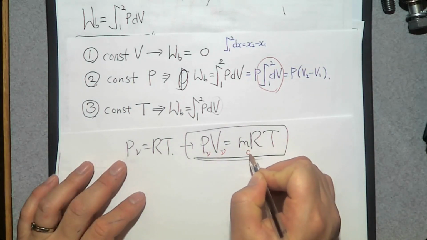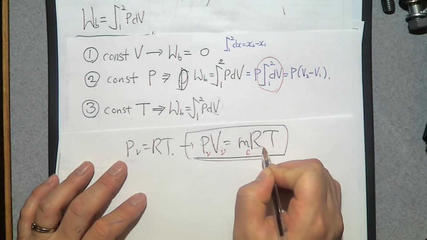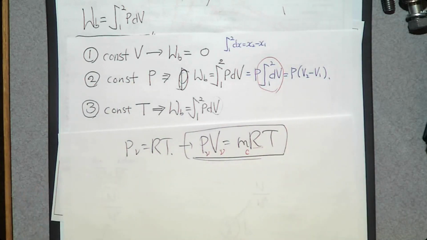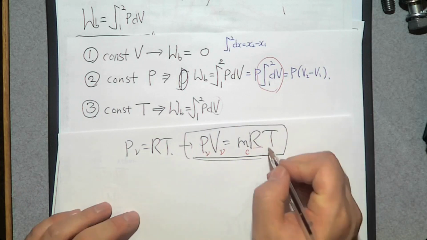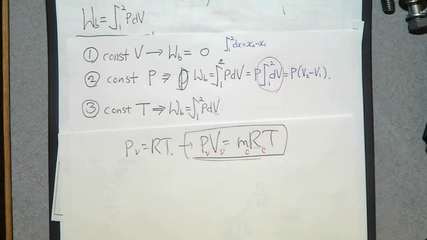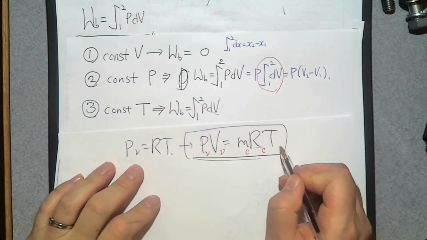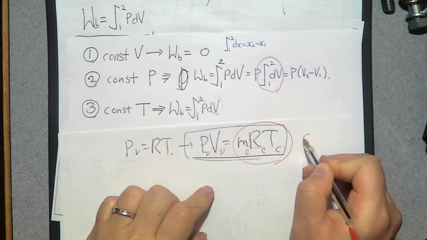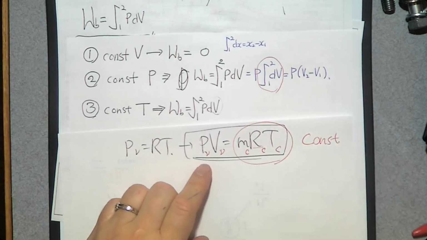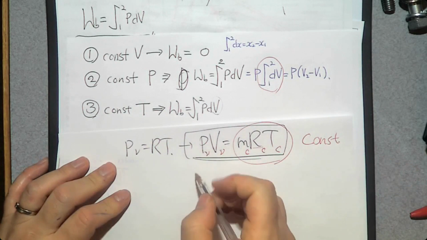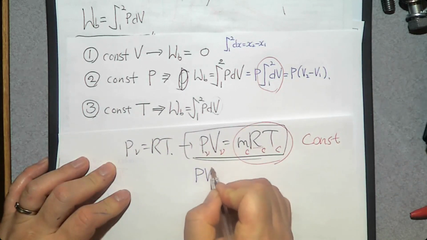So mass is constant. What is R? Gas constant. Is this gas constant variable or constant? That's the stupidest question, right? Because the name is constant. So R is constant. What about this T? Constant or variable? Constant. So if you look at this one, the right-hand side is constant. That means pressure times volume is constant.